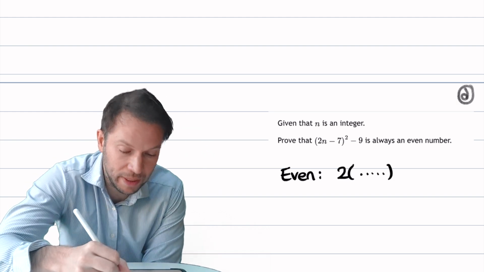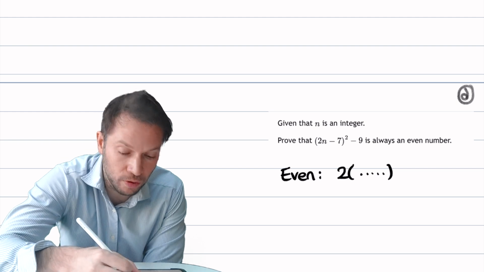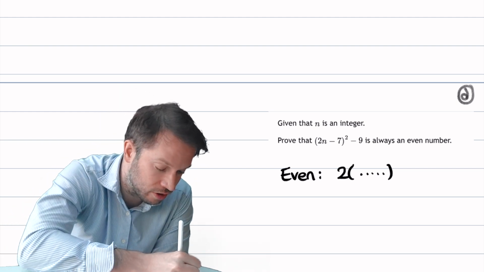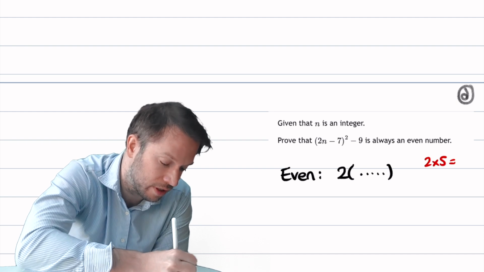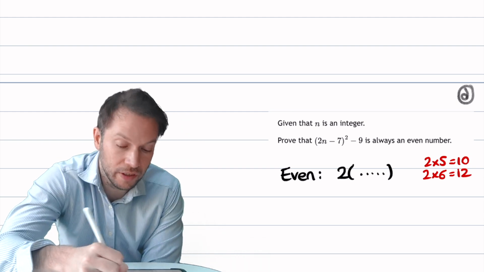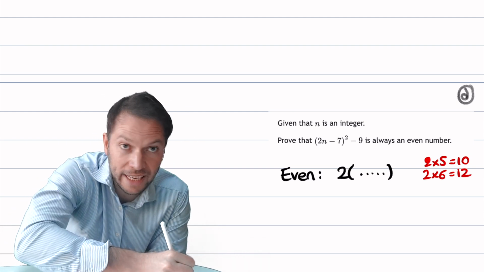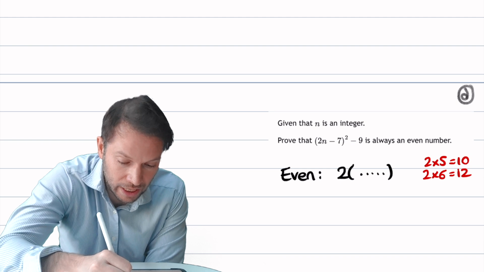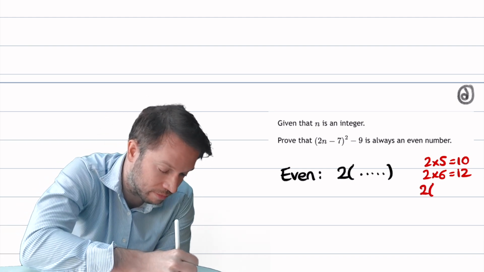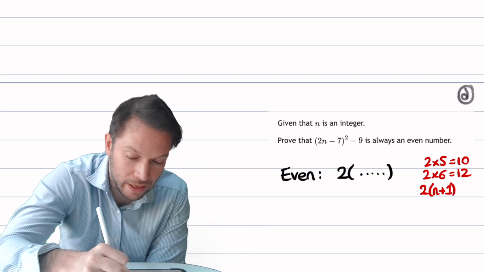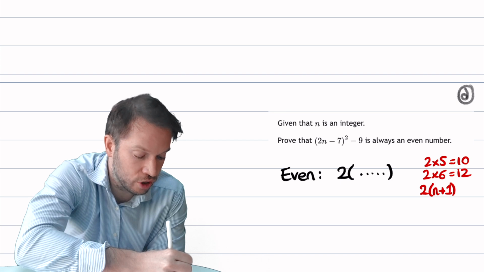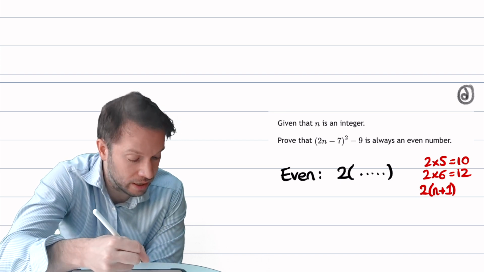The reason is because 2 multiplied by anything is always guaranteed to be even. For example, if I had 2 times 5, that's 10, which is even. If I had 2 times 6, that's 12, which is even. So 2 multiplied by any integer is always going to be even. And even if I had, for example, 2 times an algebraic expression, like 2 times n plus 1, then provided that n plus 1 is a whole number, 2 times it would still be even, right?